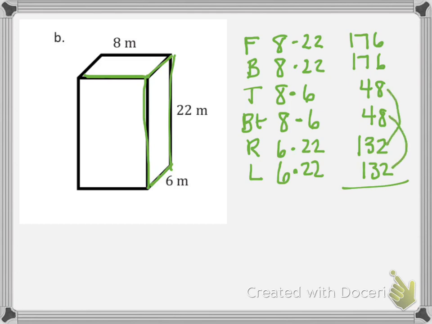10, 20, 26, 32. Carry the 3. 10, 17, 21, 25, 28, 31. Carry the 3. 3, 4, 5, 6, 7. 712 square meters is the surface area. 712. Okay, next one.